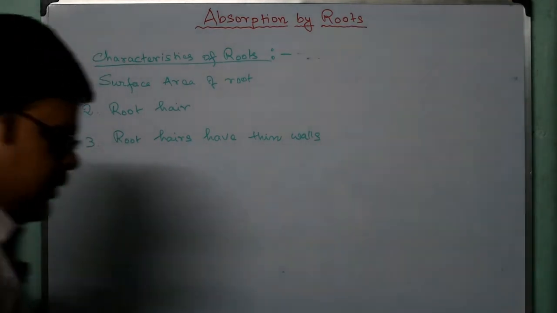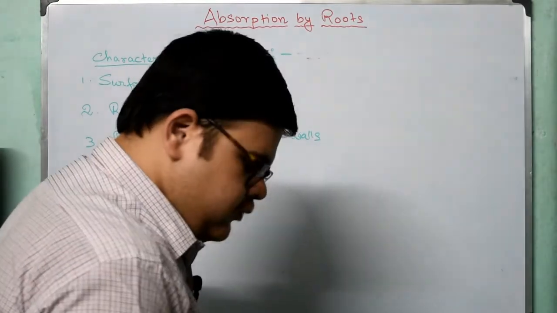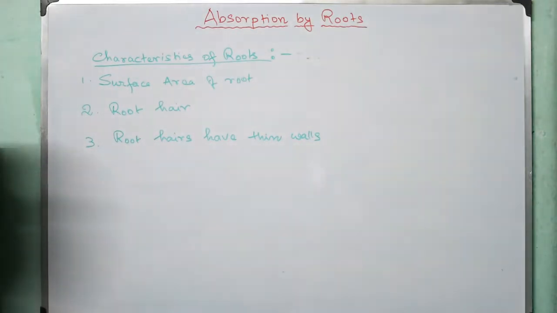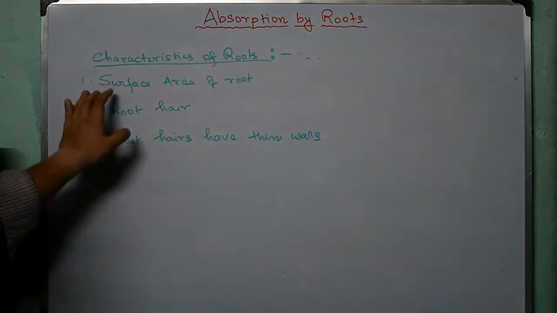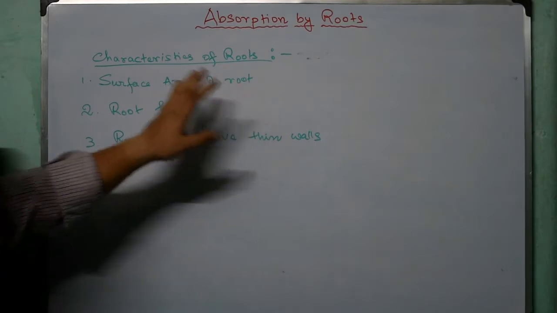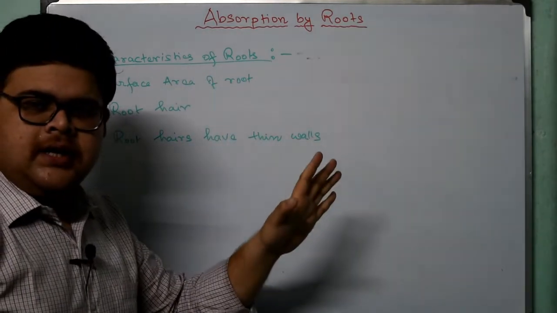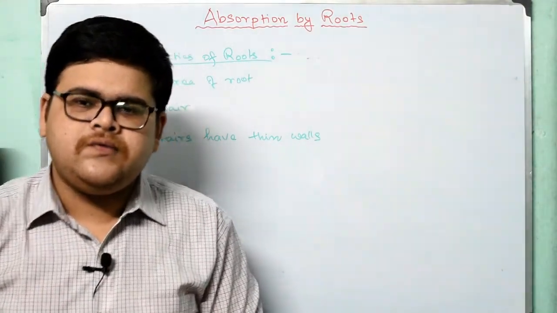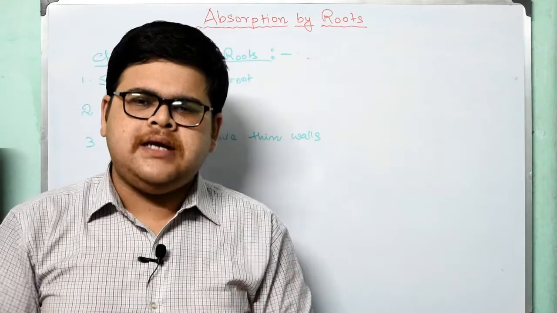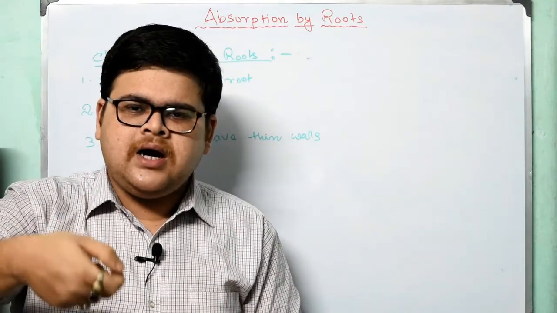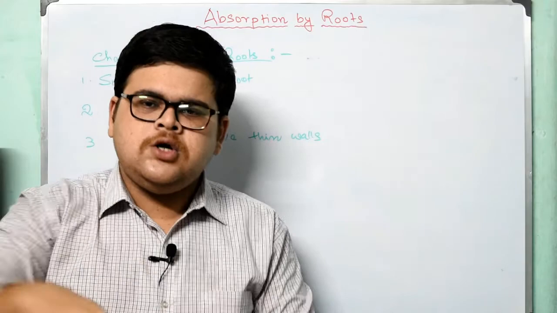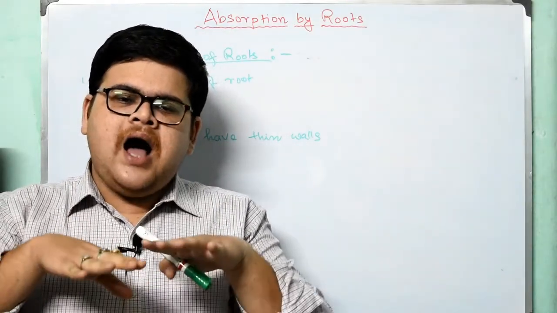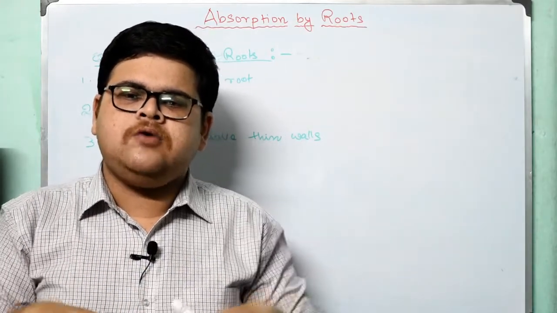So these are the 3 points that we will be studying: the characteristics of root. The first one is surface area of root. Why is surface area of root very important? We all know, have you ever gone to any field or park nearby and picked up some grass from the soil? What you will find, my dear students, is a structure of roots inside the soil.